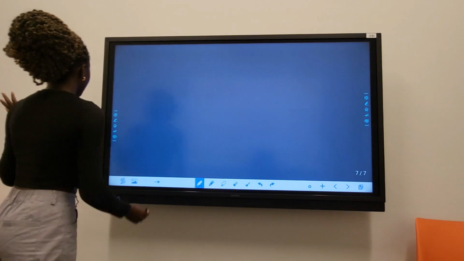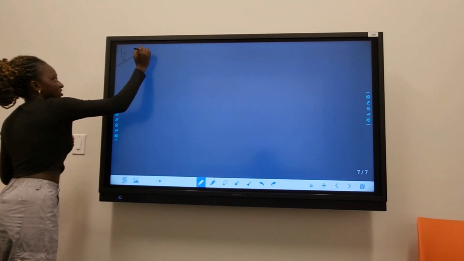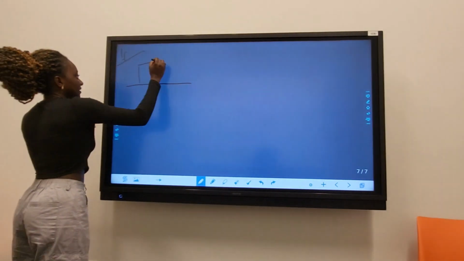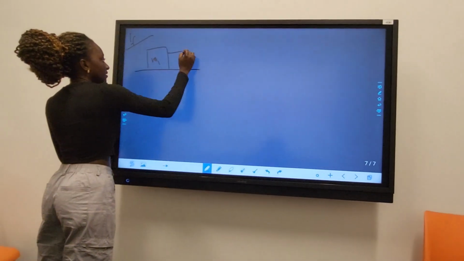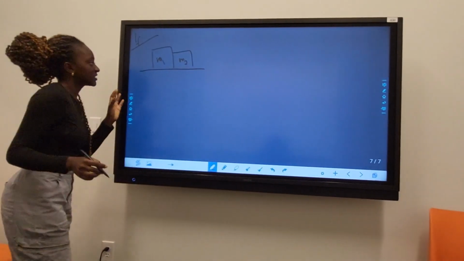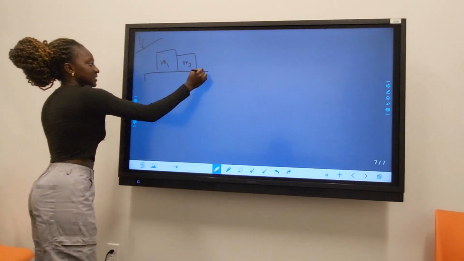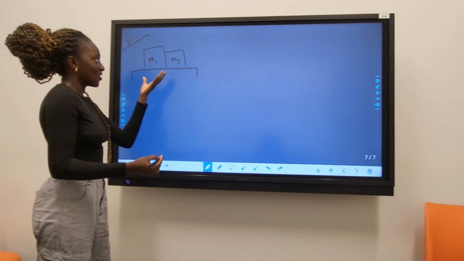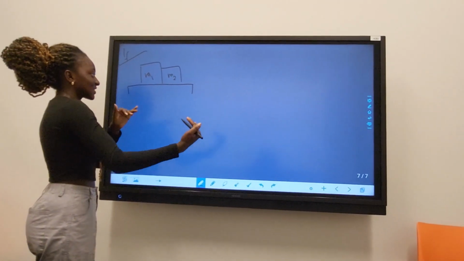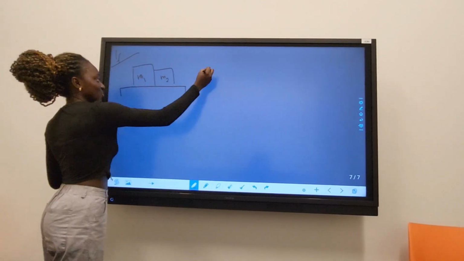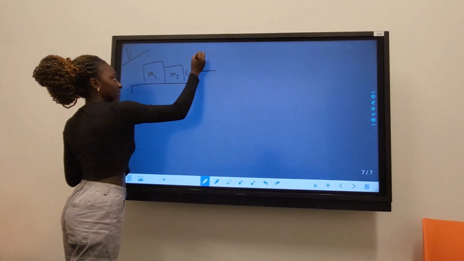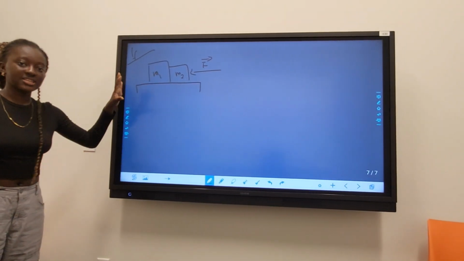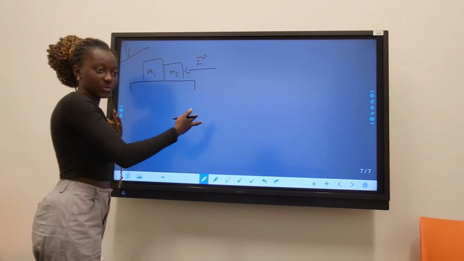Okay, so now for the third question. The third question essentially is saying that if we have this same setup with M1 and M2, however, in this case, the force is acting on the right hand side of M2, but it's acting towards the left. So this is the force that we have. The third question is asking, if we have a setup like this, what happens to our contact force?